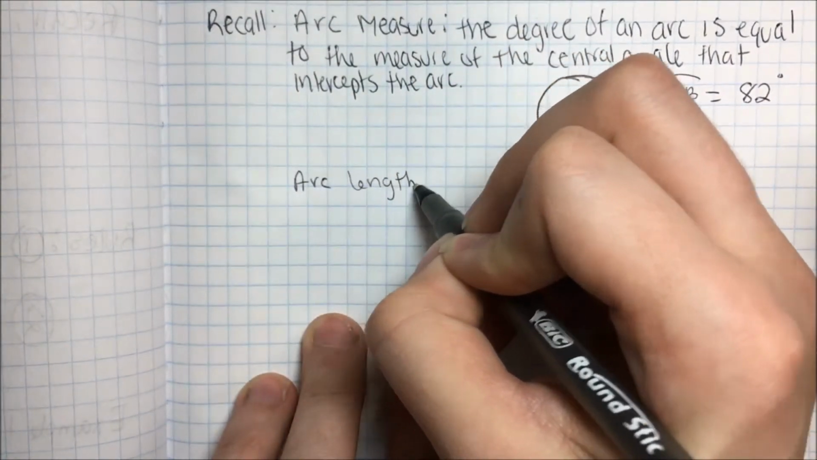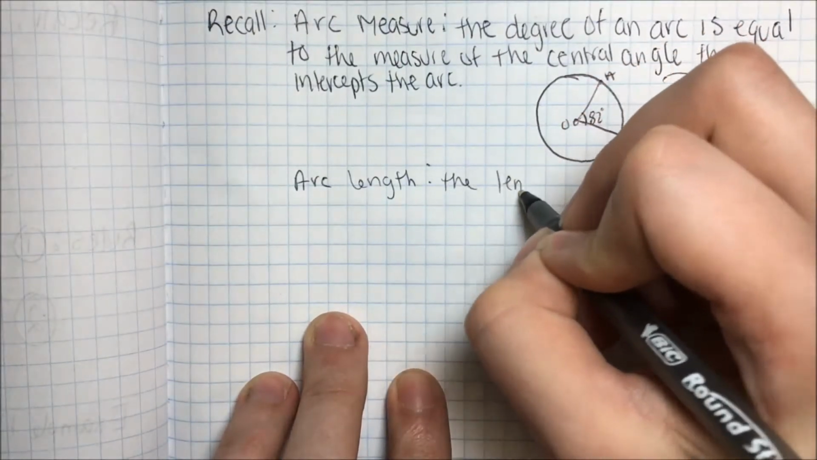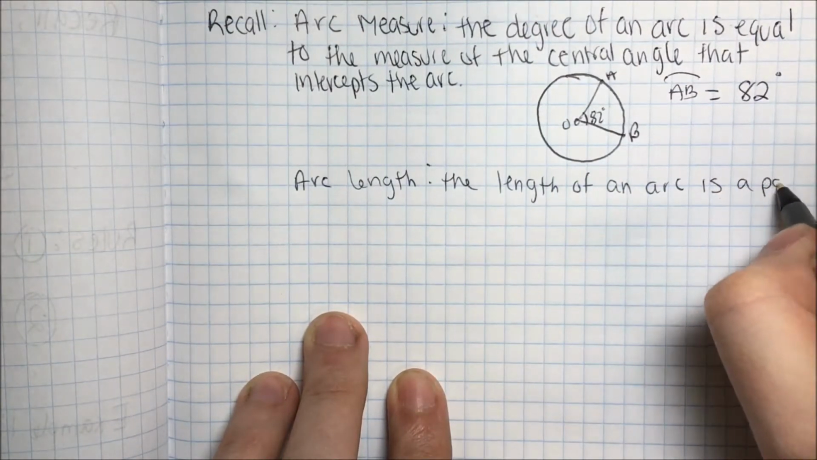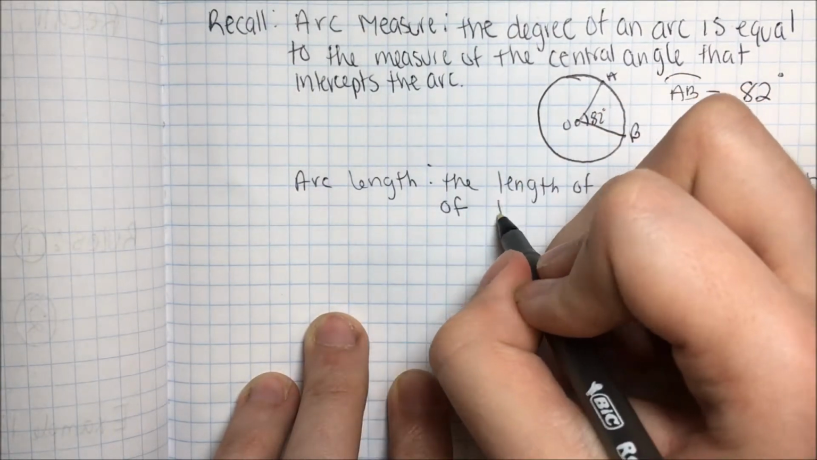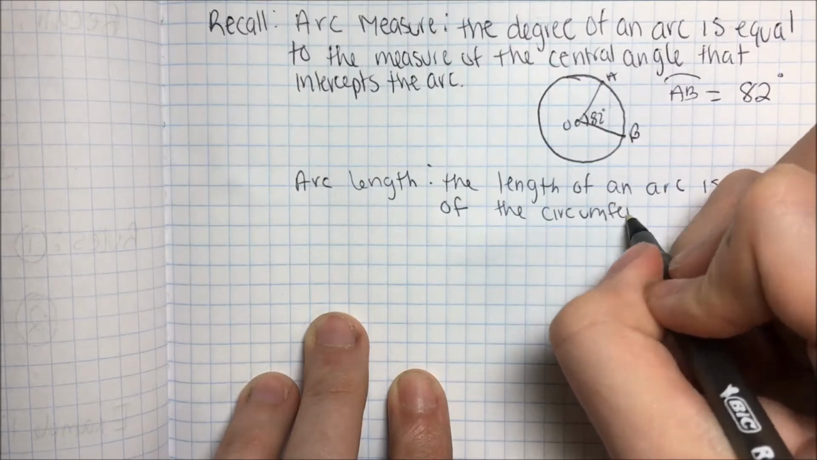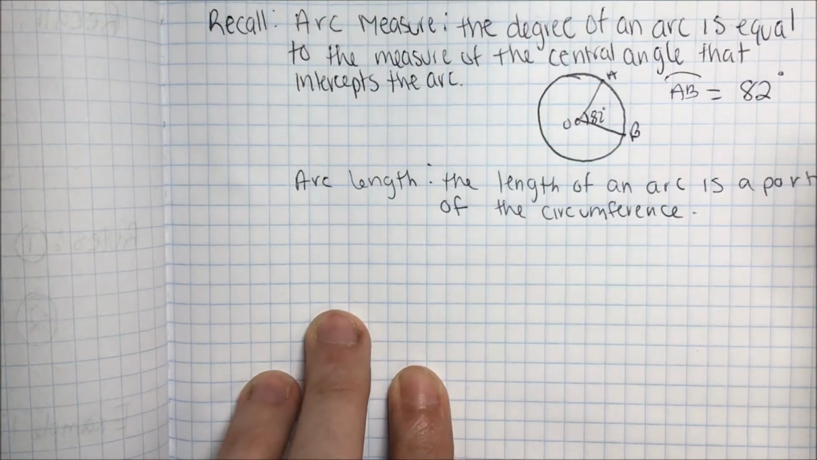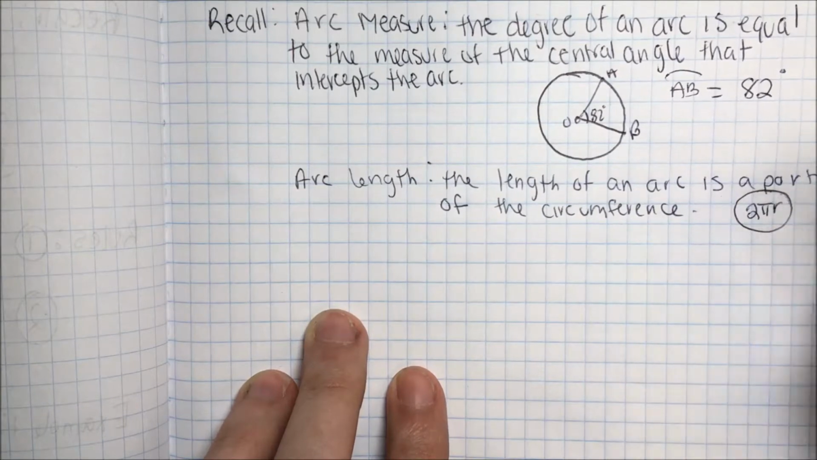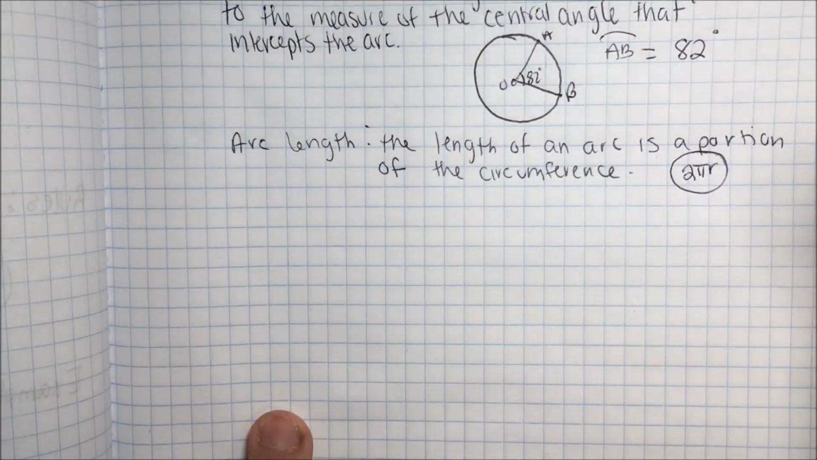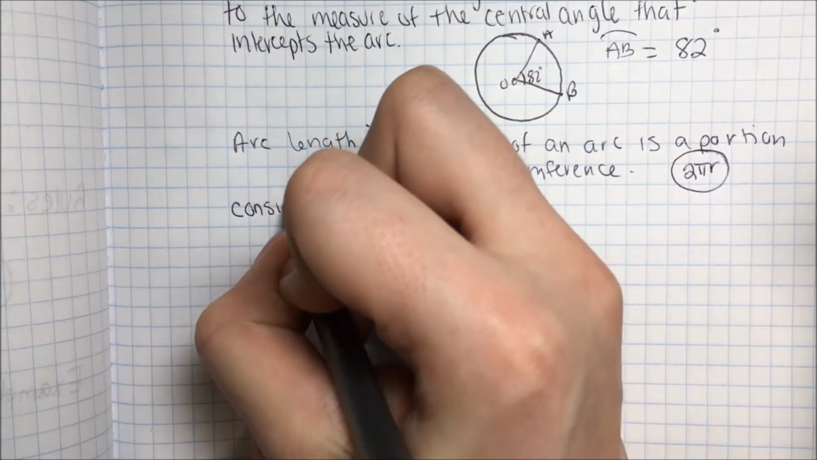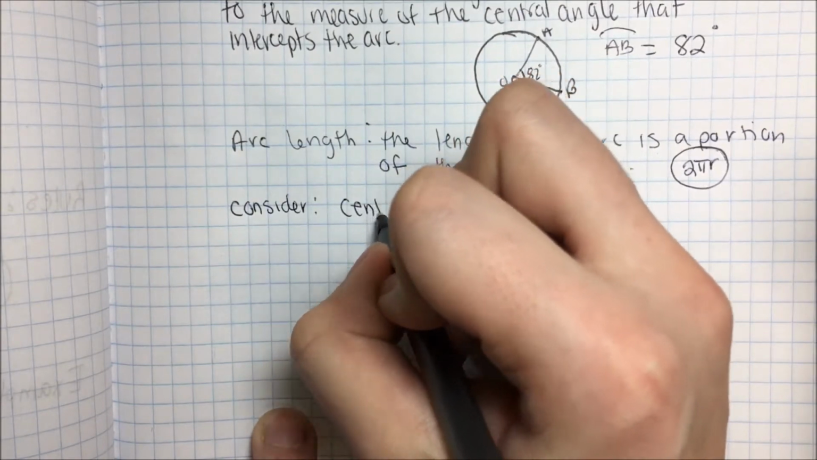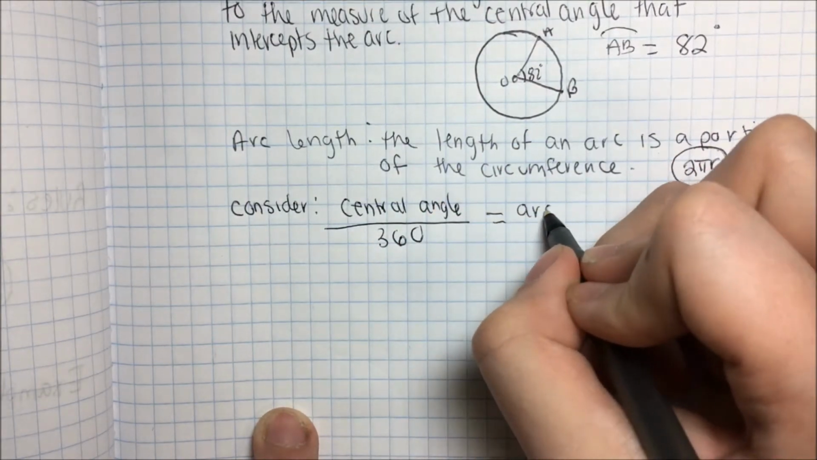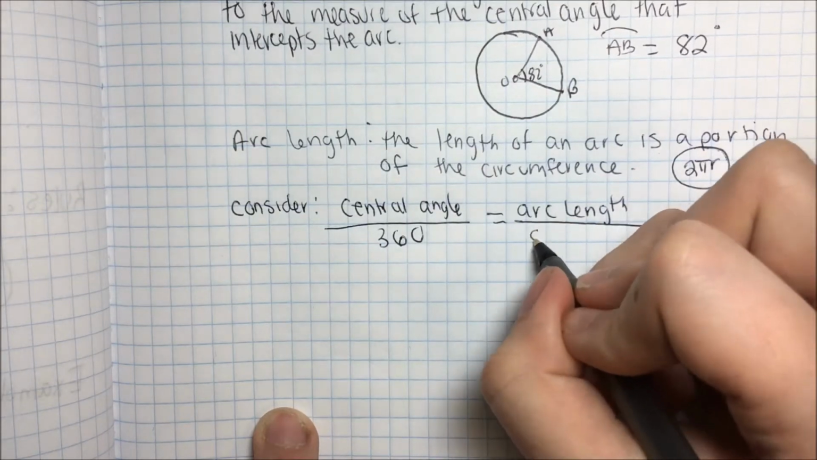So arc length is the length of an arc. So the length of an arc is a portion of the circumference. And the circumference of a circle, if you guys remember, is 2 pi r. So we want to consider this proportion. So it's going to be the central angle over 360 is equal to the arc length over the circumference.